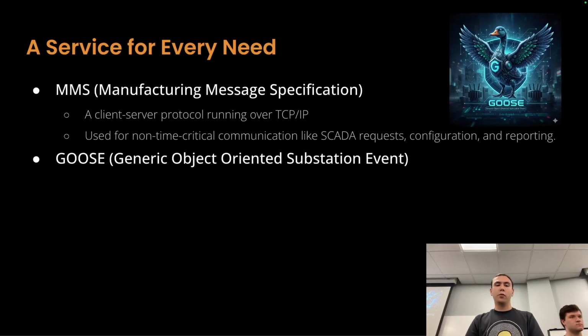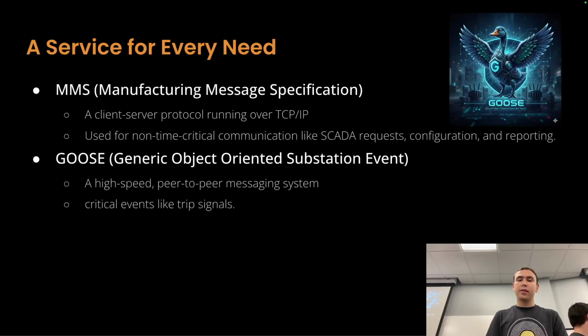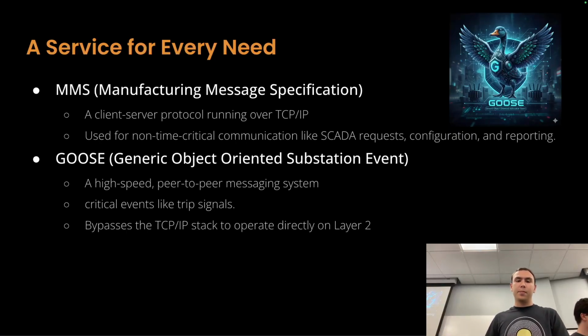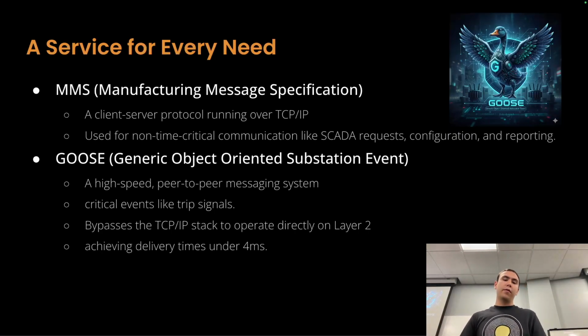And then we have this one called GOOSE, or Generic Object-Oriented Substation Event, which runs at very, very high speeds, and it's also peer-to-peer. So this isn't a system that goes from your sensors up to your SCADAs. It's peer-to-peer: sensor to actuator, sensor to sensor, or IED to IED. It's also for critical events like trip signals. A lot of power equipment has trip mechanisms for safety, so you don't fry your equipment. This one bypasses the TCP/IP stack to operate directly on layer 2, similar to how PROFINET did by setting the EtherType field, and it can achieve delivery times under 4 milliseconds.